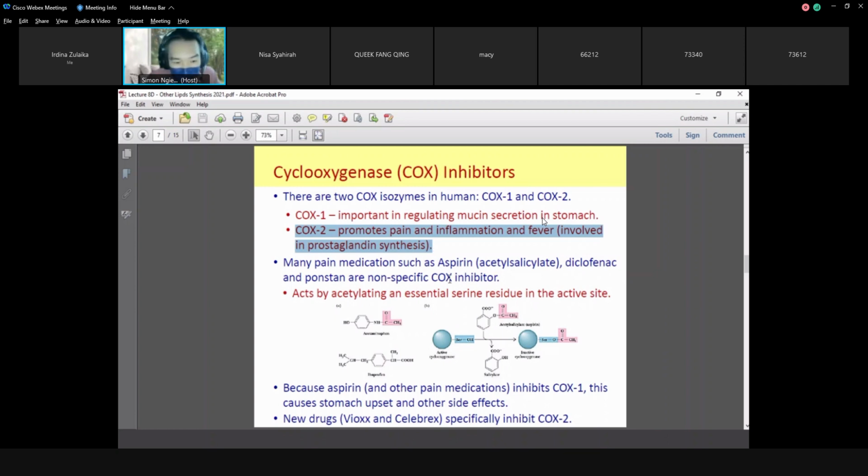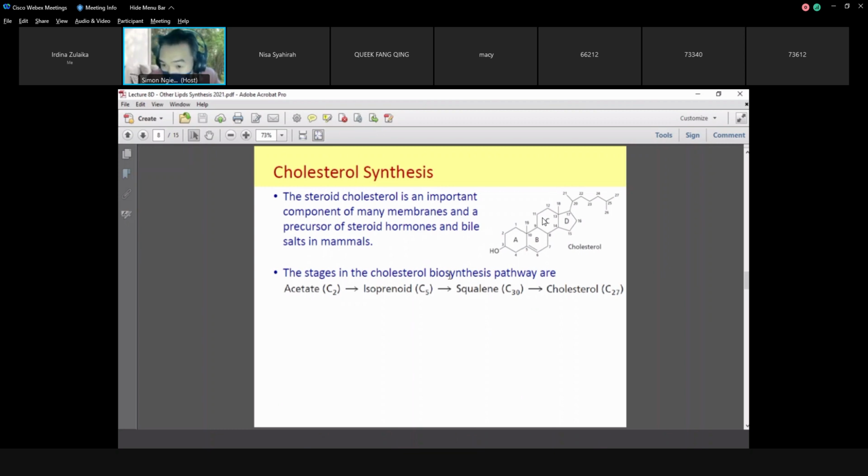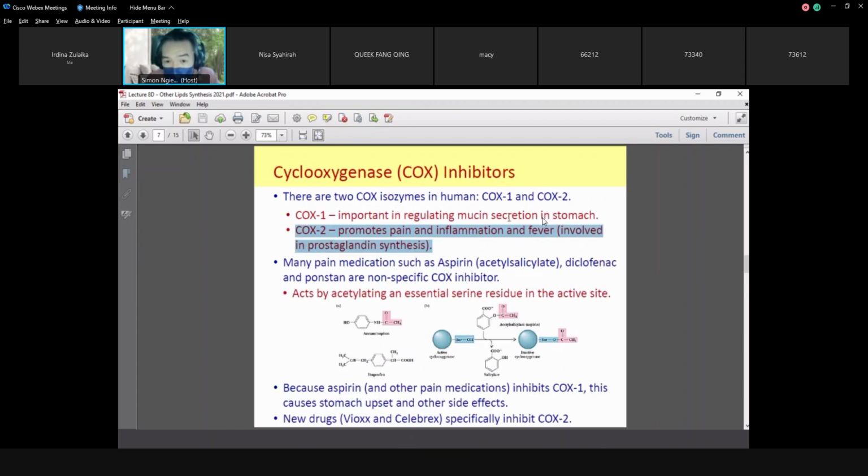So that is regarding cyclooxygenase, which is on your eicosanoids. If you're interested, do read up more on this COX1 and COX2. Make sure you understand how it is taking part inside the regulation pathway.